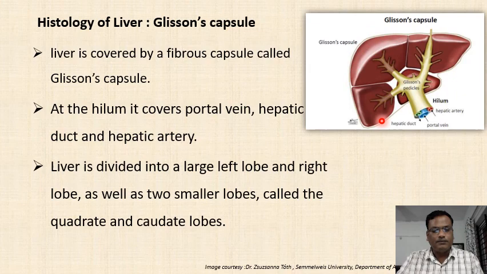And when we observe the organ of liver, we find that liver is divided into four lobes. So two larger lobes and two smaller lobes. The large ones are left and right lobe, and the two smaller lobes are commonly called quadrate and caudate lobes. So like this, we can say the liver is made up of four lobes, two larger lobes and two smaller lobes.